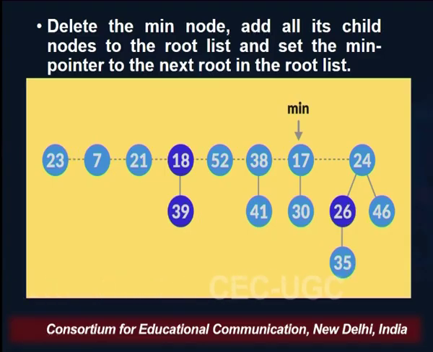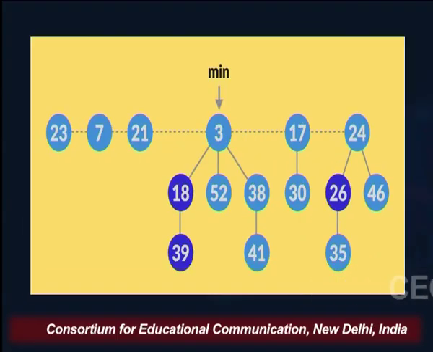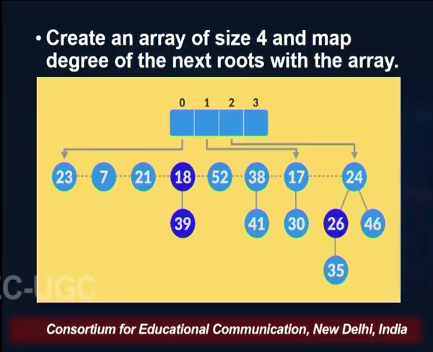Here, as you can see, we now have 23, 7 and 21 for degree 0, as well as 52. Then 18 is for degree 1, 38 is for degree 1, 17 also is for degree 1, and 24 we have for degree 2. In the earlier situation, the maximum degree was 3. So here we are going to create an array of size 4, and now we want to map the degree of the next roots with the array.